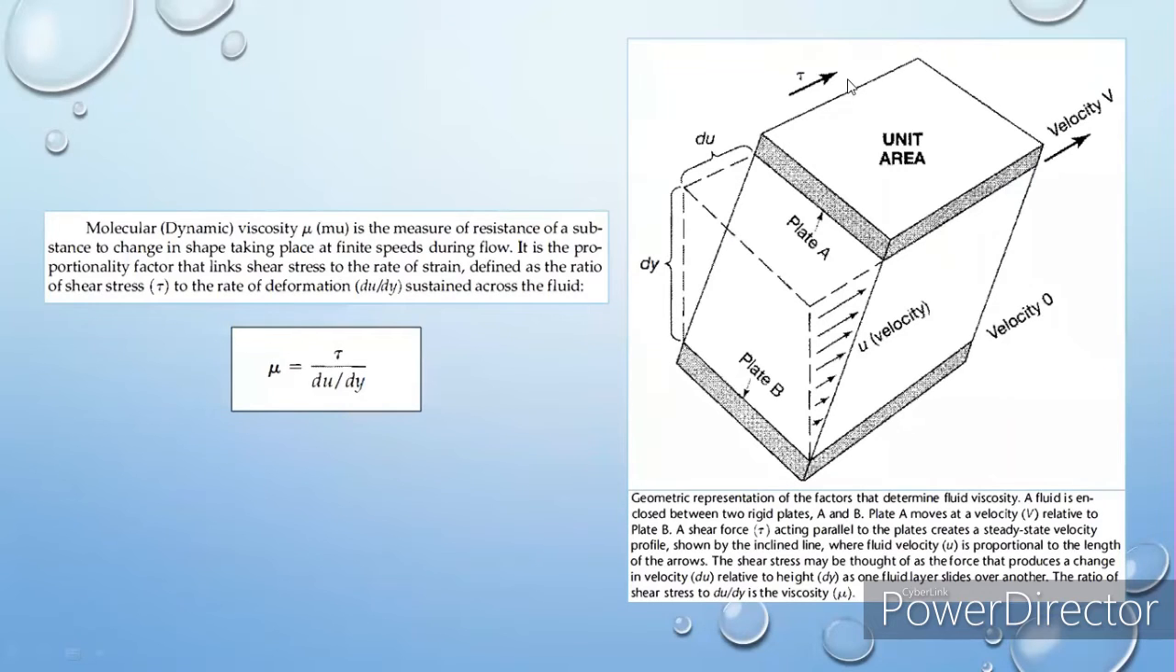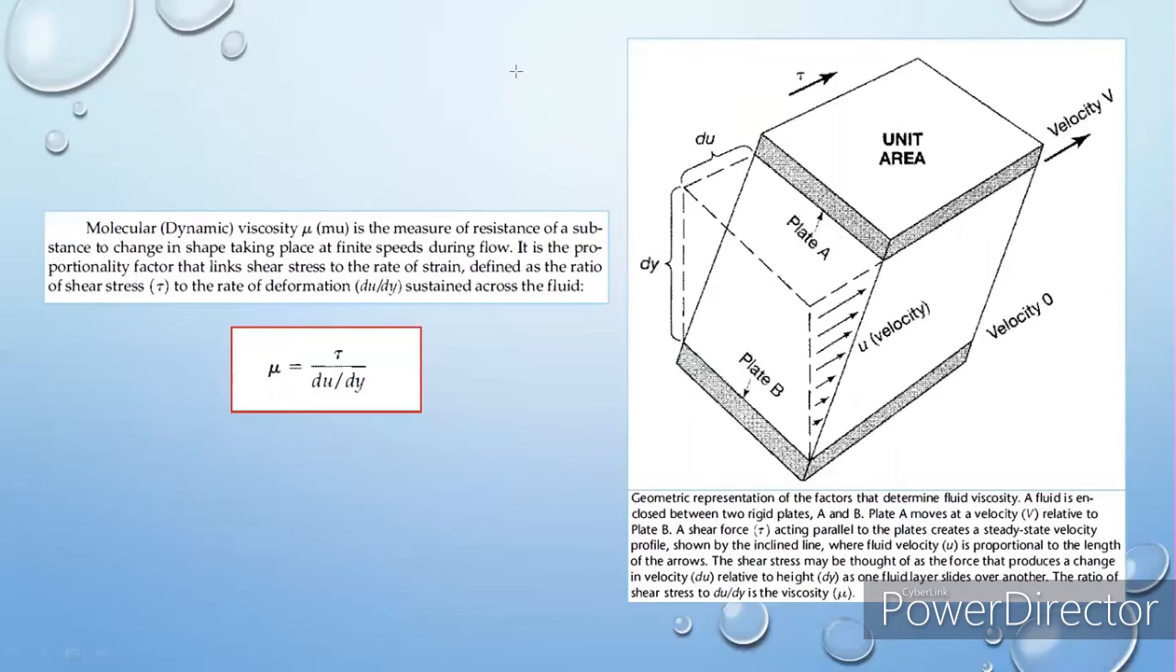Now, we will see what is molecular viscosity. Molecular viscosity is the measure of resistance of a substance to change in shape taking place at finite speed during flow. It is the proportionality factor that links shear stress to the rate of strain, defined as the ratio of shear stress to the rate of deformation sustained across the fluid. It is expressed as mu is equal to tau divided by du by dy, where mu is the molecular viscosity, tau is the shear stress, and du by dy is the rate of deformation.